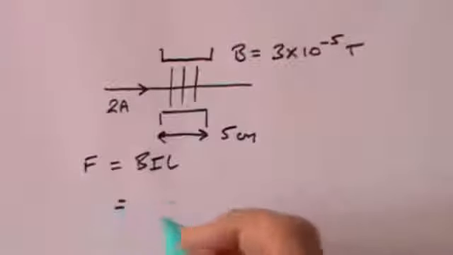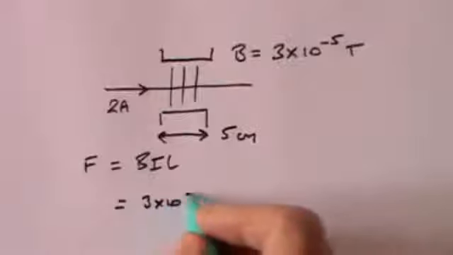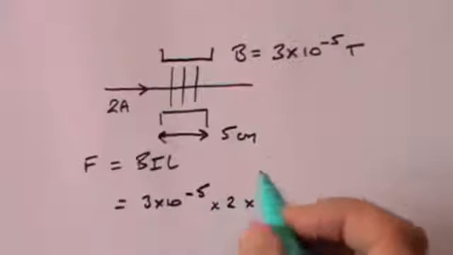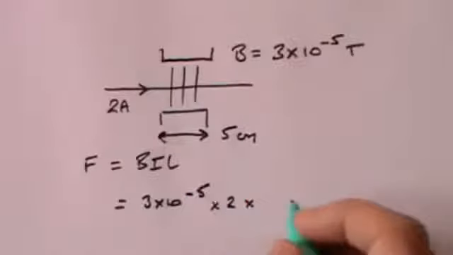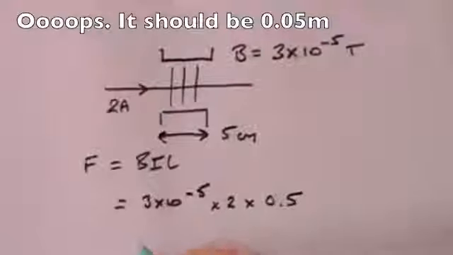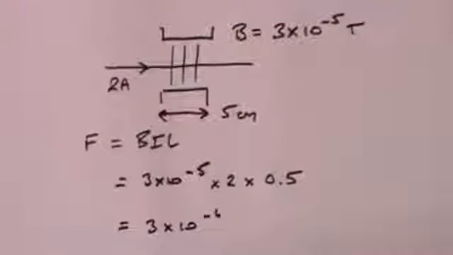So that means the force is going to be the magnetic field, which is 3 times 10 to the minus 5, times the current, which is 2, times the length, which is 5 centimetres, so that's 0.05 metres. And if you work that out, it should come to 3 times 10 to the minus 6 newtons.